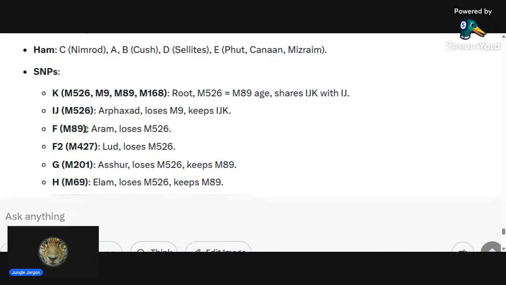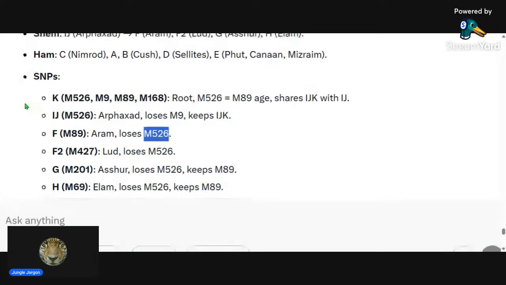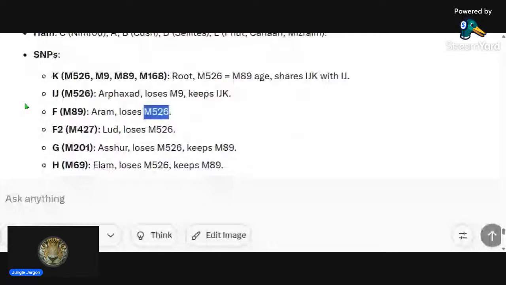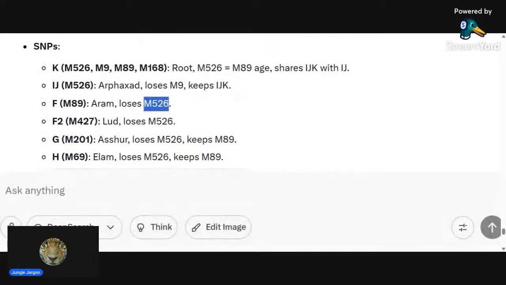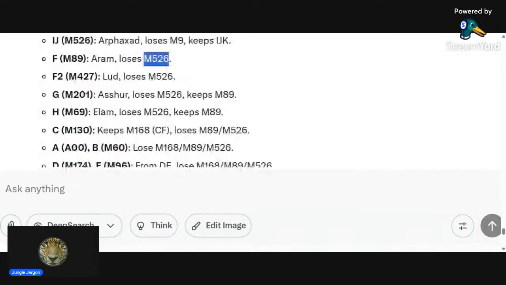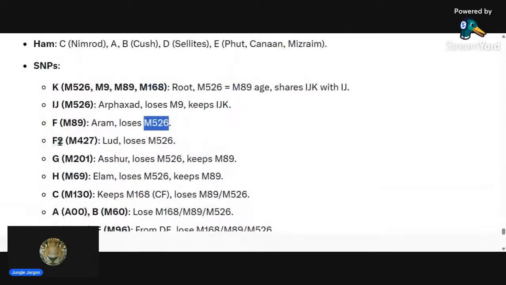F is M89. He loses the IJK marker. But it's going from, actually, why did they have the K first? The K is not supposed to be first. But anyways, that's because before I gave the order, I guess.